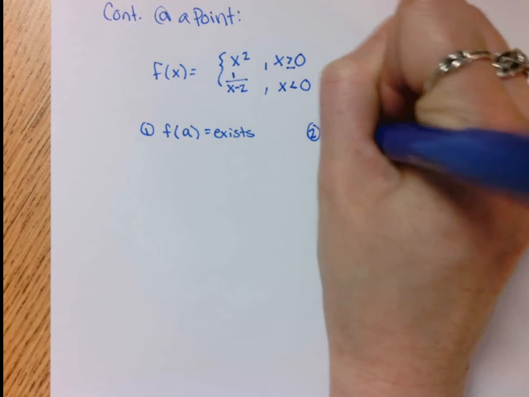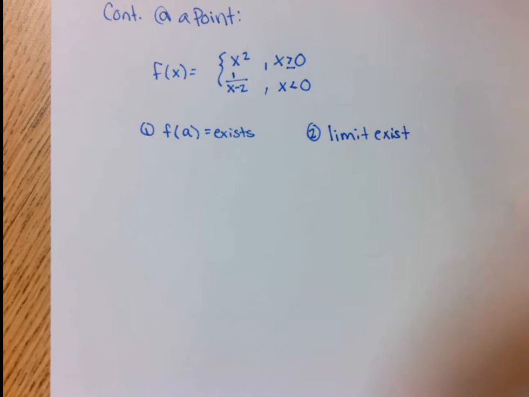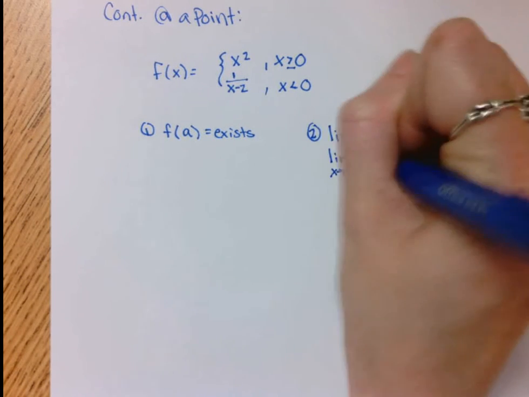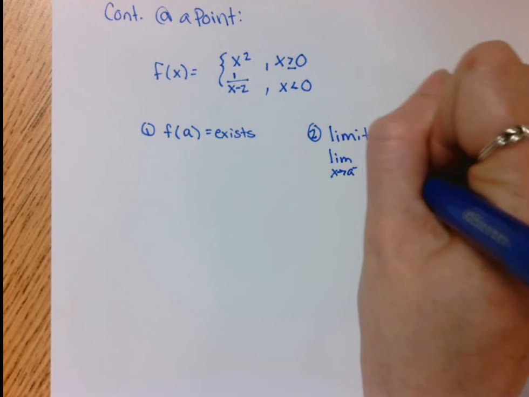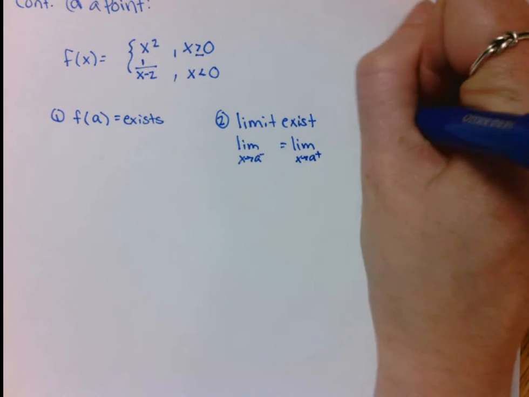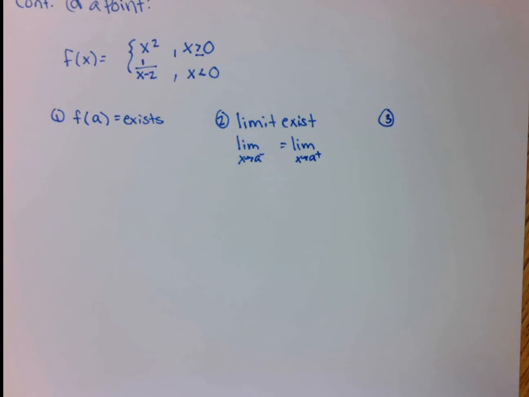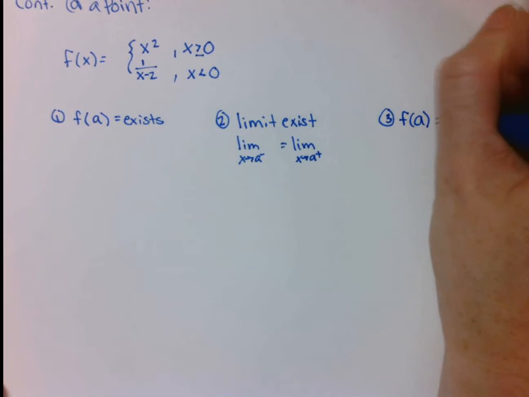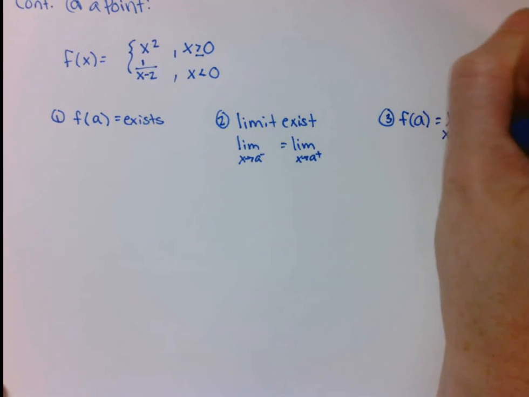We need to show that the limit exists, which we do by looking at the limit from the left and making sure it's equal to the limit from the right. And the last thing, what do I need to show? We need to show that they are all equal to each other. Our Big Mama equation.